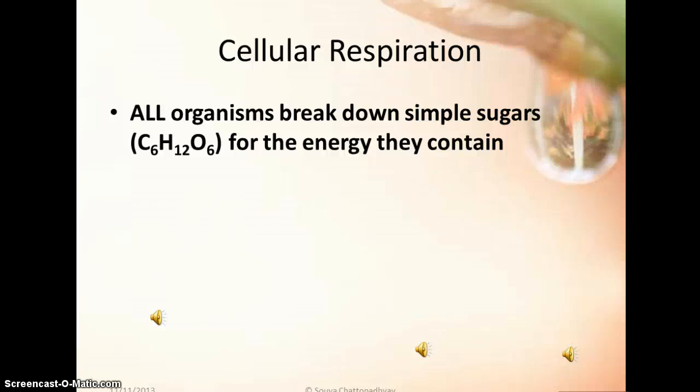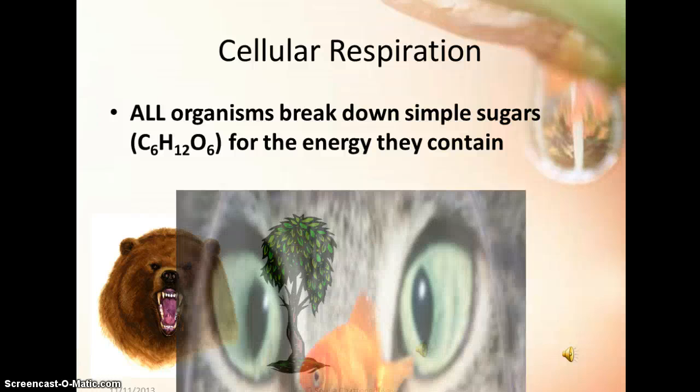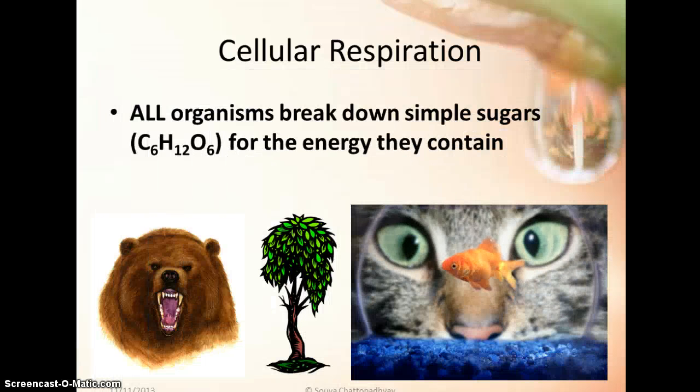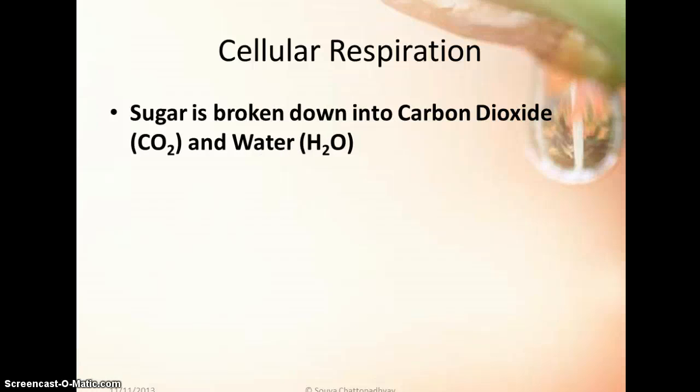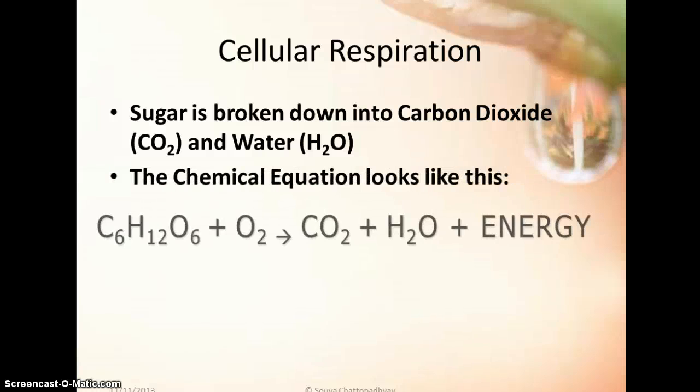Alrighty, which takes us then to cellular respiration, because Tim mentioned that we eat those organisms. So we take the organisms that we eat and we break down those organisms for the energy that they contain. So the sugars that are in the plants or in whatever other organisms are broken down into carbon dioxide and water. The chemical equation for respiration looks like this.